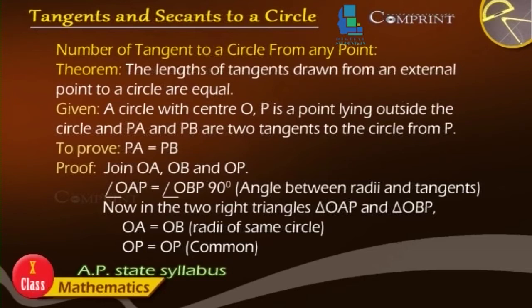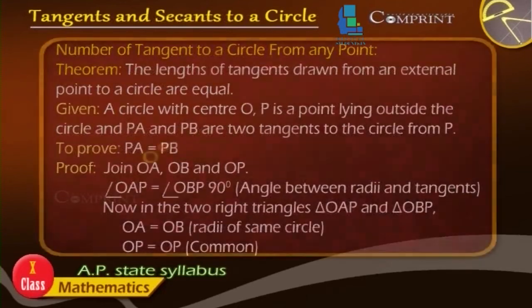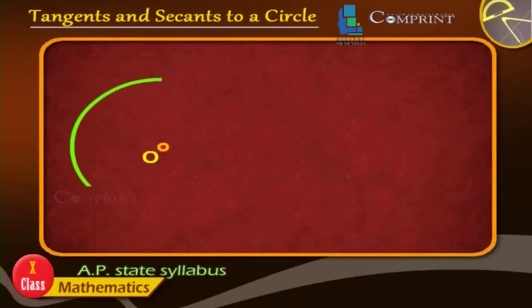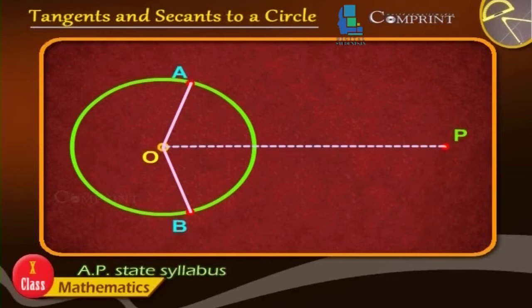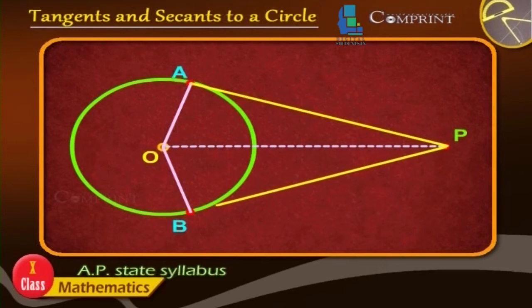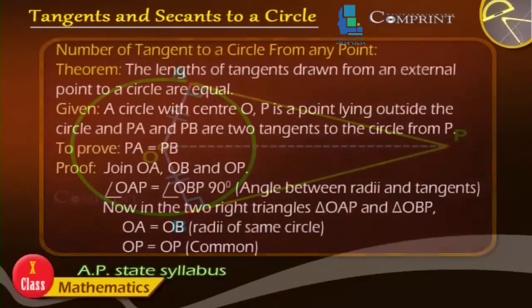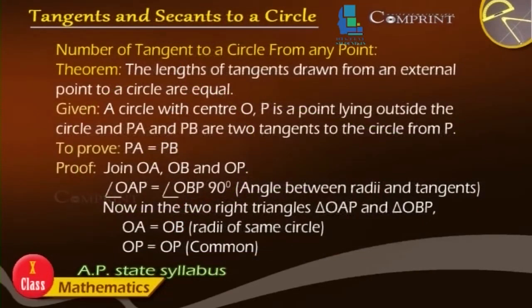To prove, PA is equal to PB. Proof: join OA, OB and OP. Angle OAP is equal to angle OBP is equal to 90 degrees, the angle between radius and tangent.